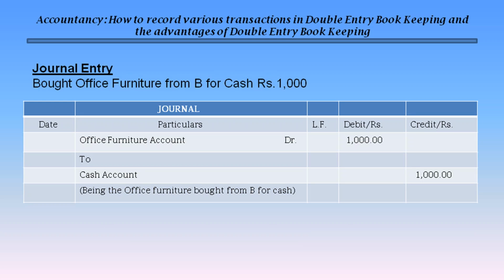Journal entry for bought office furniture from B for cash 1000 rupees is office furniture account debit 1000 to cash account credit 1000 rupees, being the office furniture bought from B for cash.